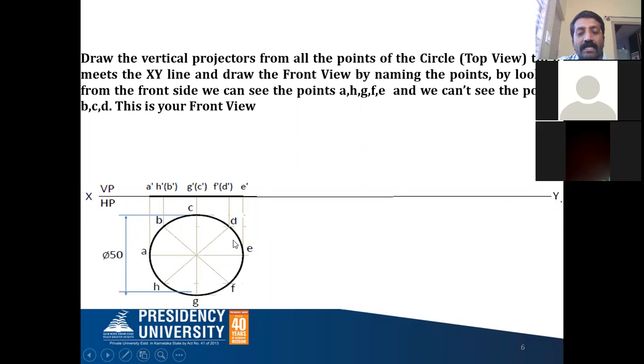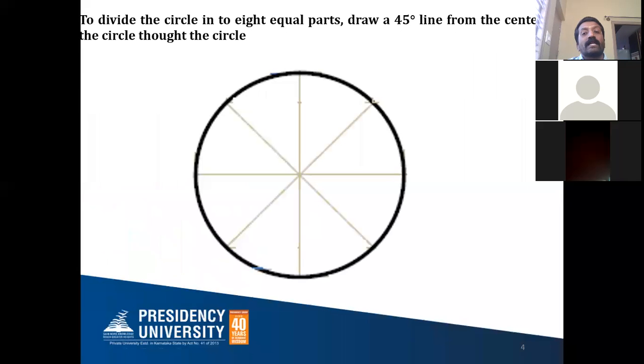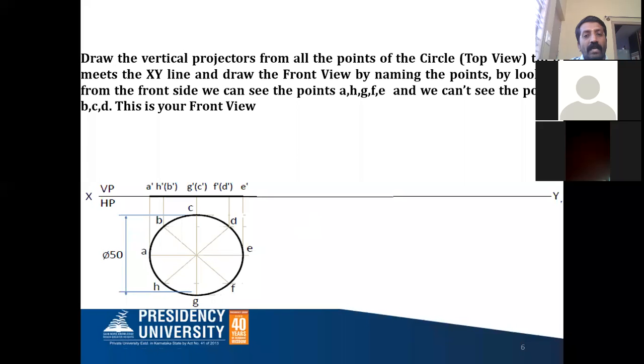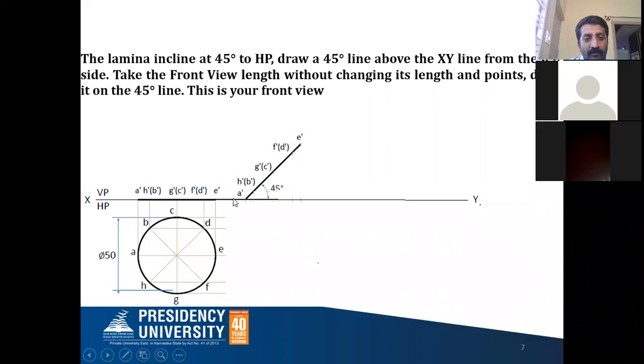So now the second sentence that he has given. So the lamina is inclined at how much has he given? The circumference of the plane is inclined at 45 degrees to HP as given. So what do I have to do? You take any one point on the right side, on the same XY line. From this point, you can draw a 45 degree line, like this.